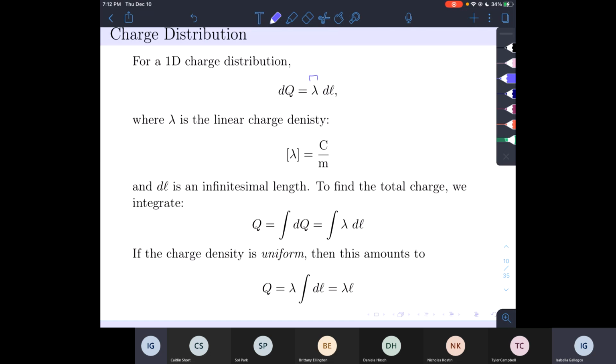And your charge density, like it says right here, lambda in this case is linear charge density. So if I have some charged object cut into all these pieces, charge density would tell me, okay, this piece is worth this amount of charge. And in order to get total Q, you just integrate dq.